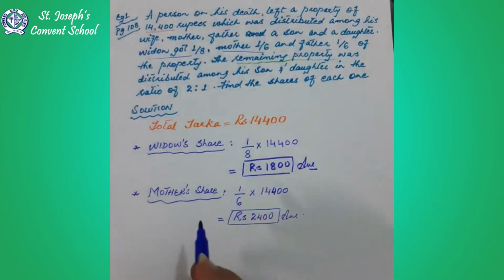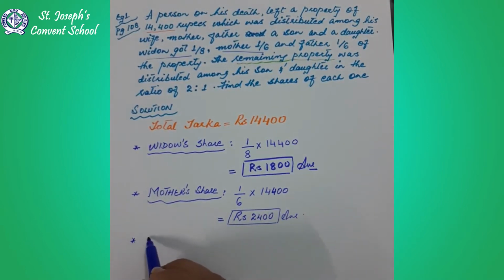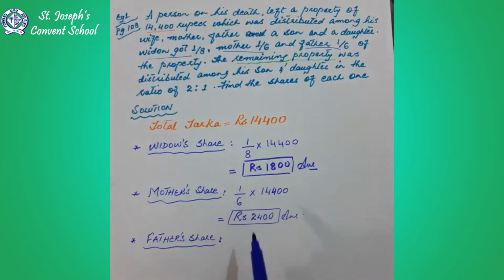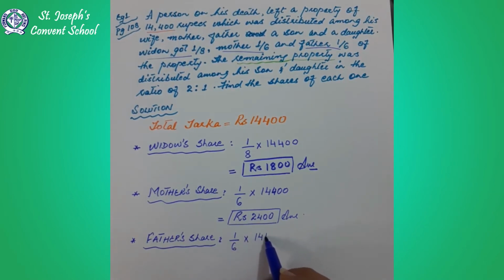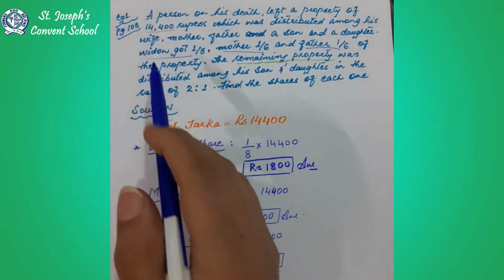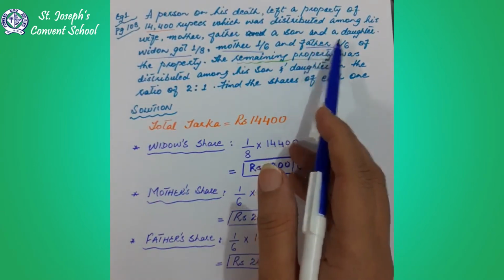Now third one is father's share. Father is also 1 by 6. Same way you will find. So 1 by 6 multiplied by total tarka. So divided by 6, 14,400 divided by 6 is rupees 2,400. This is father's share. Now we have found all three shares: widow's share, mother's share and father's share of the property.